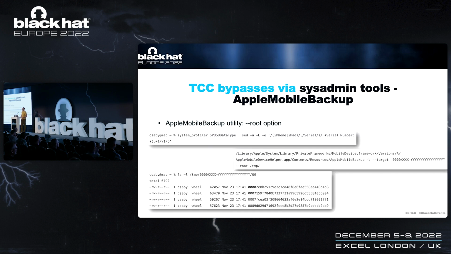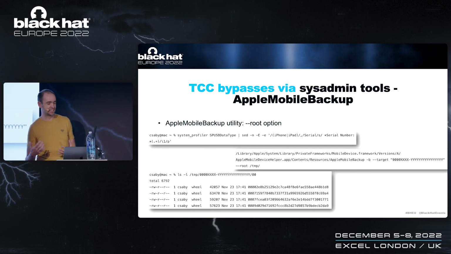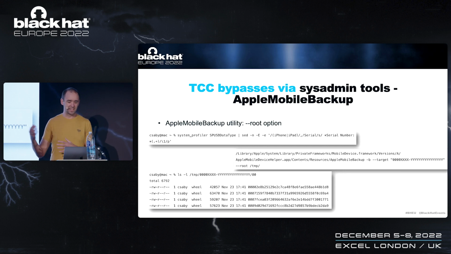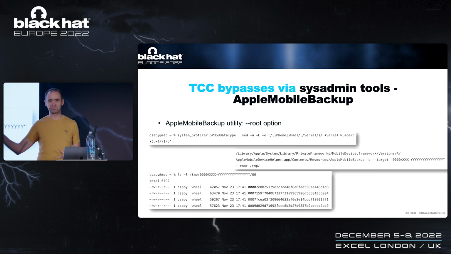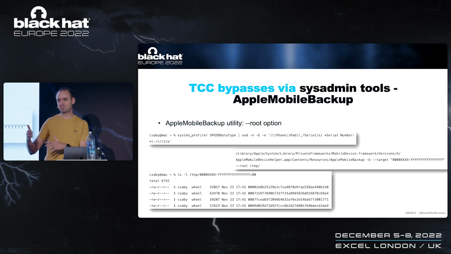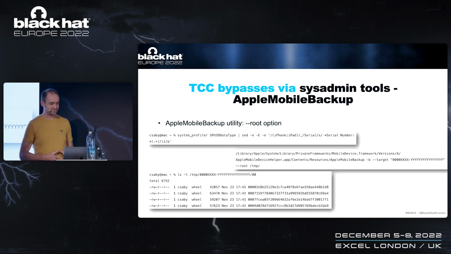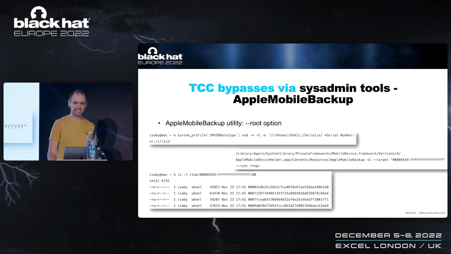Turns out we can. We first need to get the ID of our iOS device. We can use the system profiler utility for that. And then we can call the Apple Mobile Backup utility with the --root option. With the --root option, we can specify the root directory for the backup. So we can basically back up to the temp directory. And once the backup is complete, we can access those files. That works anytime the user plugs in his or her iPhone to the machine, and at that point we can access all the private information.